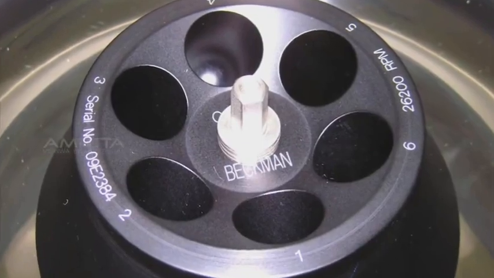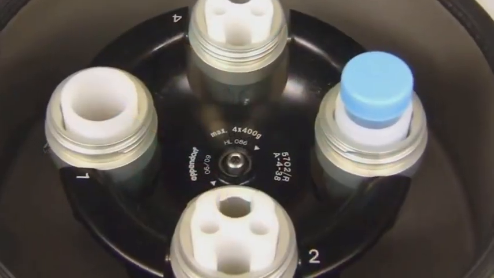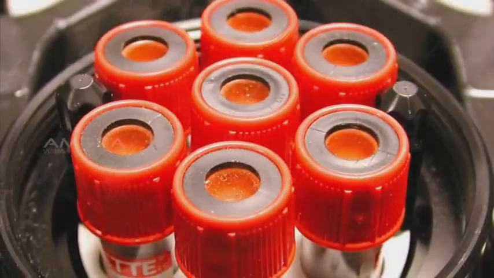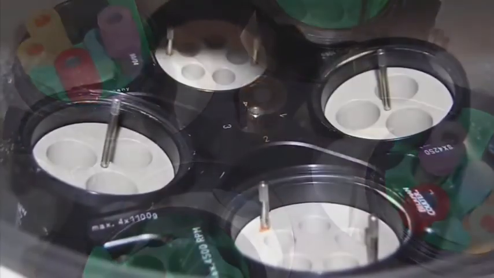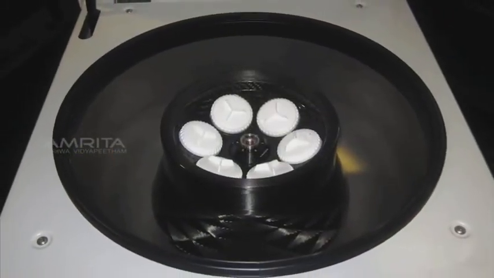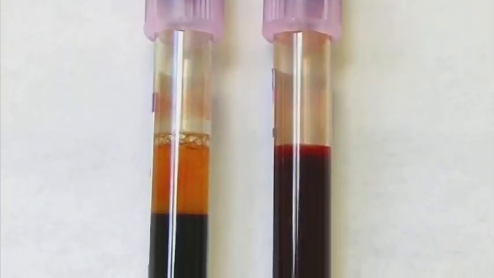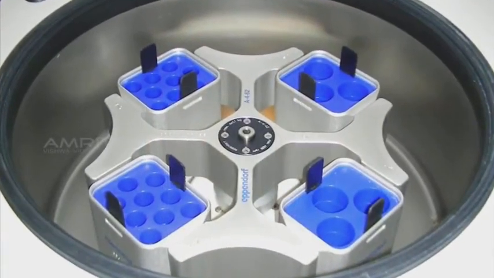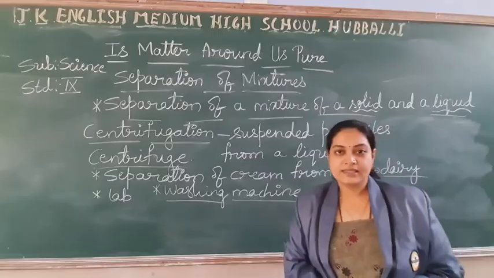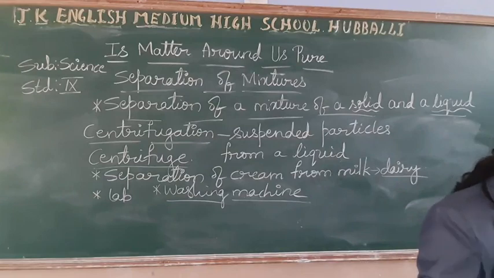It has holes, you can see, these are called the tube holders. They take the test tube filled with the mixture which you want to separate and keep it in the tube holders, and it works mainly on the principle of rapid rotation. Because of the rapid rotation, you can separate the mixture. The denser particles will settle down at the bottom. Understanding, students? Yes. Take down the home assignment.